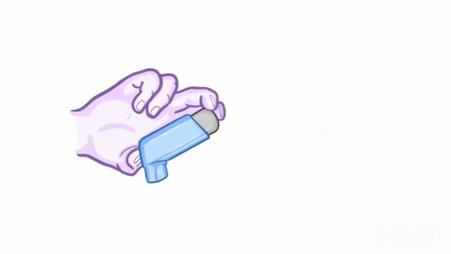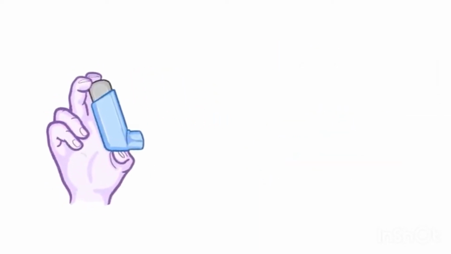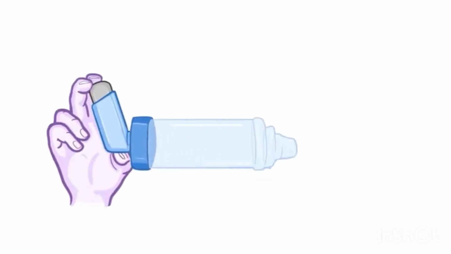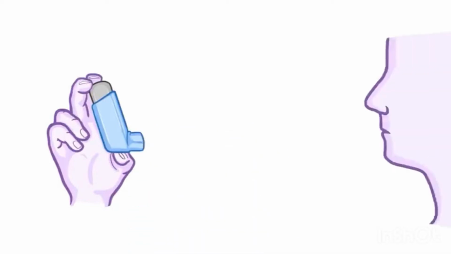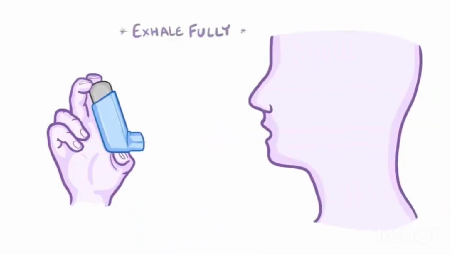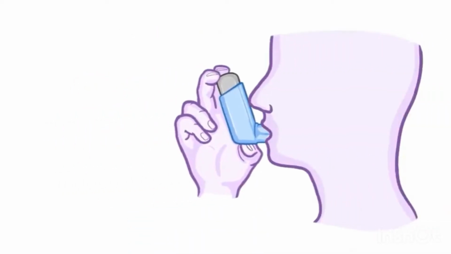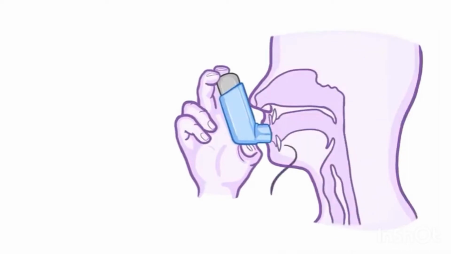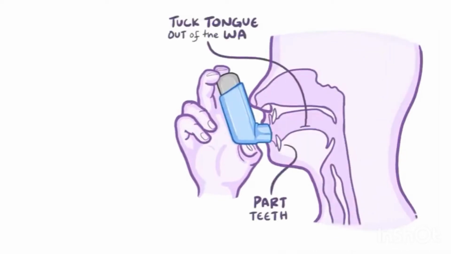Now, when you're ready to use the inhaler, start by shaking it for 5 to 10 seconds. If you're using a spacer, you can insert the mouthpiece of the inhaler into the spacer. Then exhale fully and place your mouth around the mouthpiece of the inhaler or spacer. Be sure to part your teeth and tuck your tongue out of the way to clear a path for unobstructed airflow, and aim the inhaler at the back of your throat.